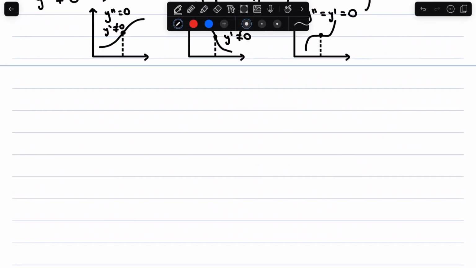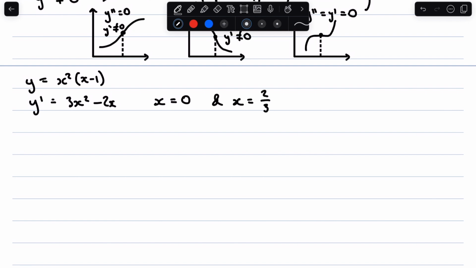If we consider the function y equals x squared times (x minus 1), we can work out where our stationary points are, or our points of inflection and things. So let's start with just finding the derivative. So y prime is equal to 3x squared minus 2x, and that means that our stationary points are going to be at x equals 0 and x equals 2/3, or that is to say (0, 0) and (2/3, -4/27). Those are the coordinates x, y.